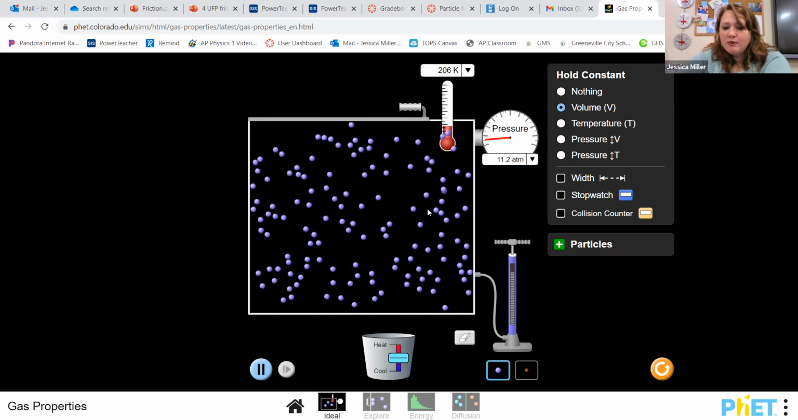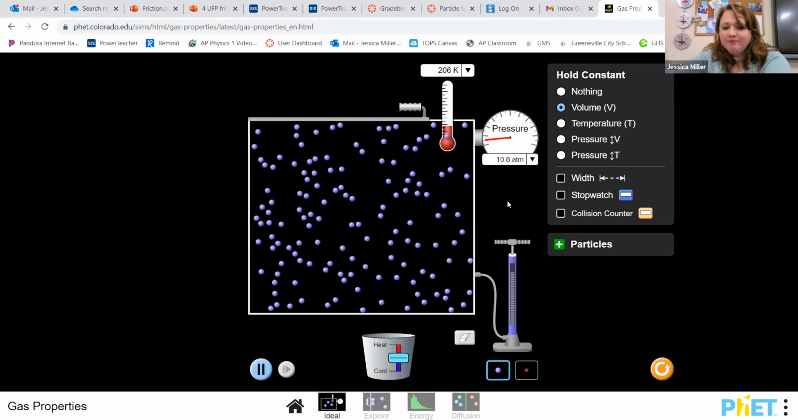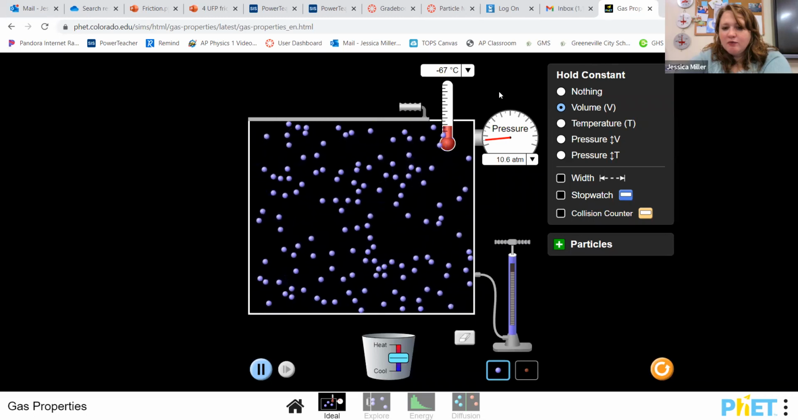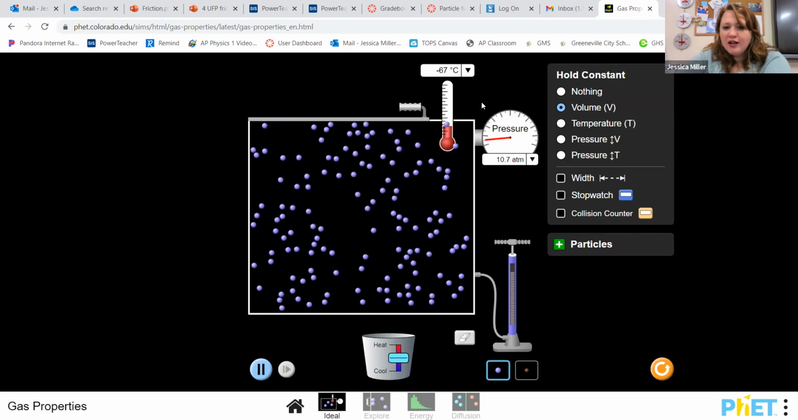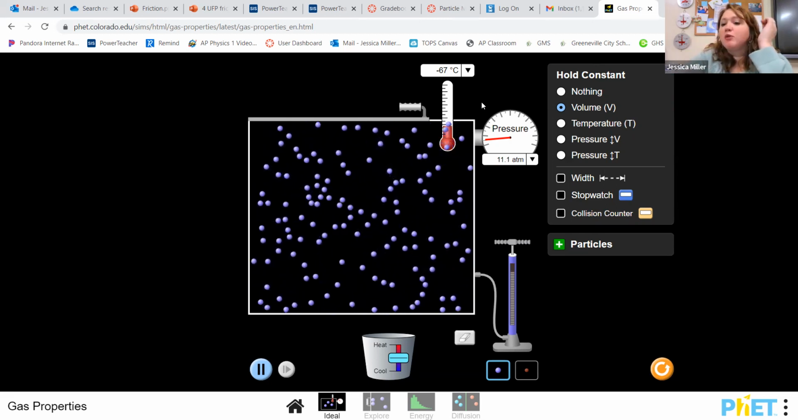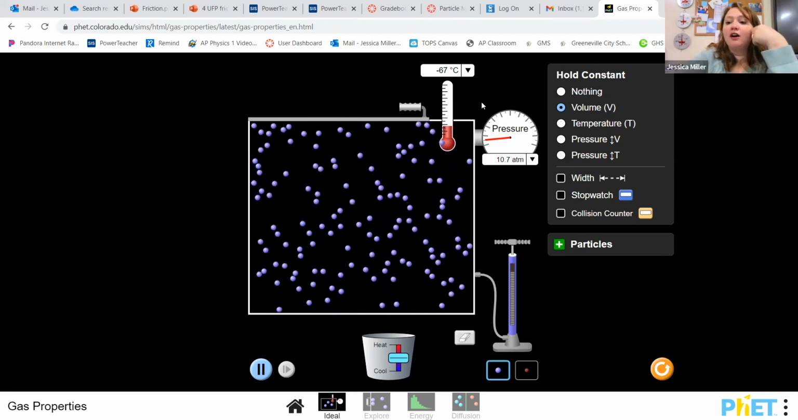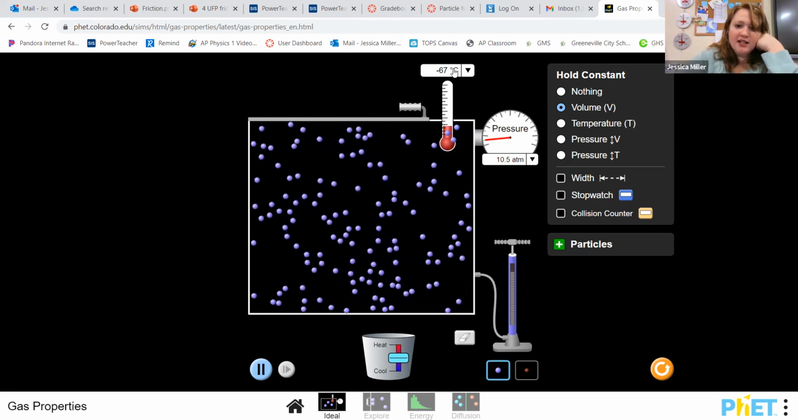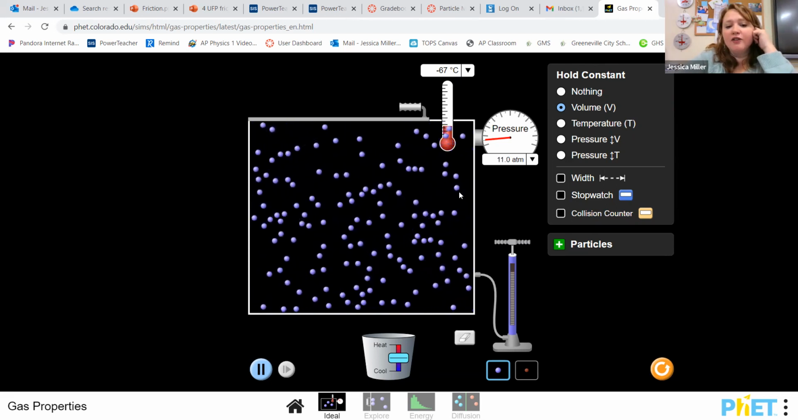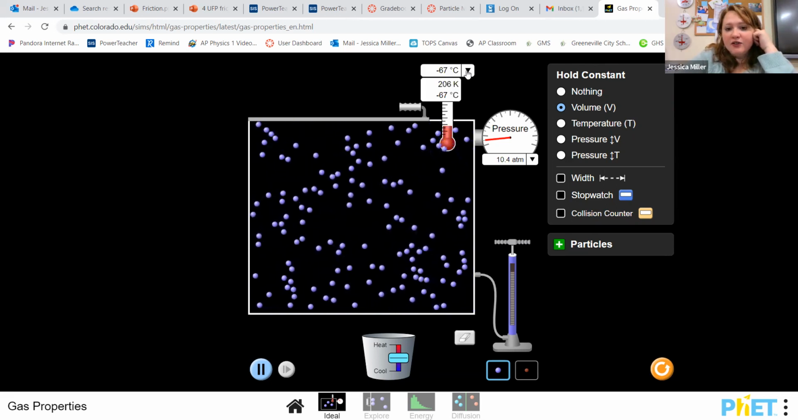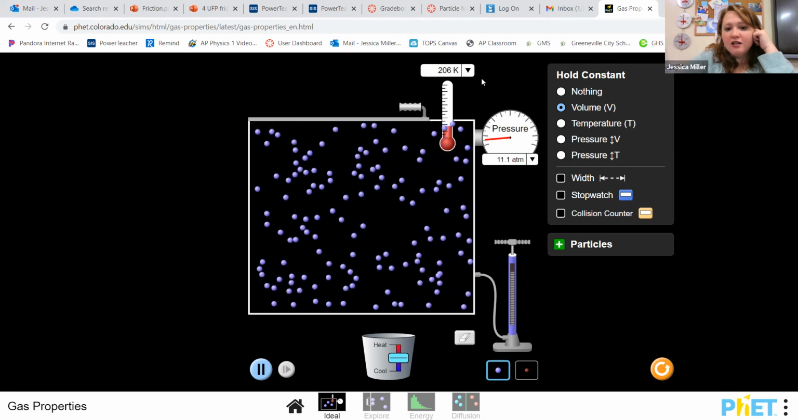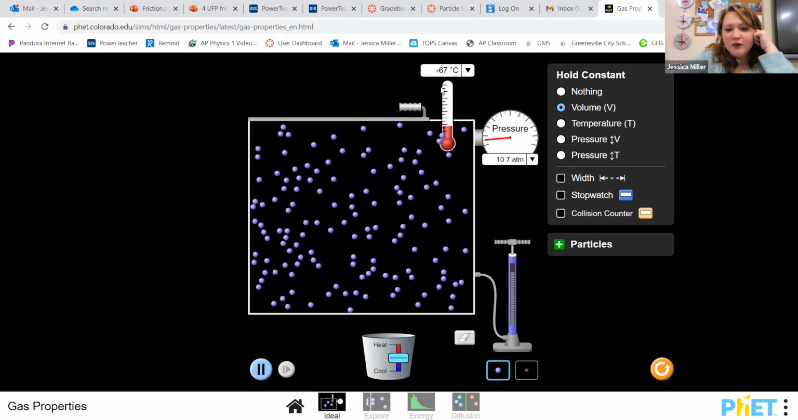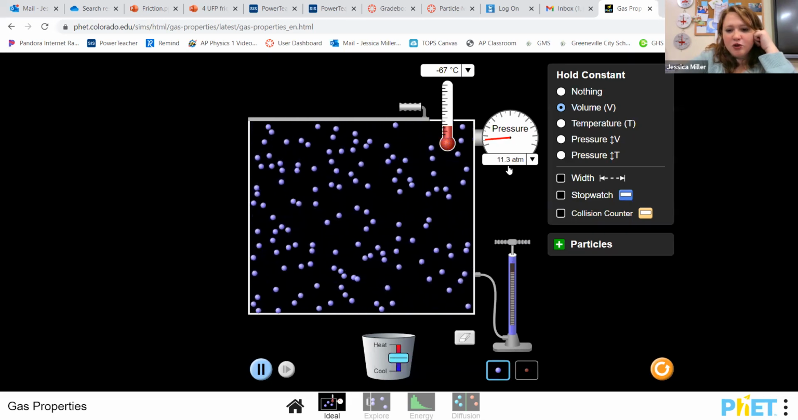Actually, we'll do one group will be pressure and temperature Celsius, and another group will be pressure and temperature Kelvin. Okay. So if you were in the pressure and temperature Celsius, you're going to have one graph. And then if you're pressure and temperature Kelvin, you will have another graph to do. So right now you can just use Celsius and record the pressure.